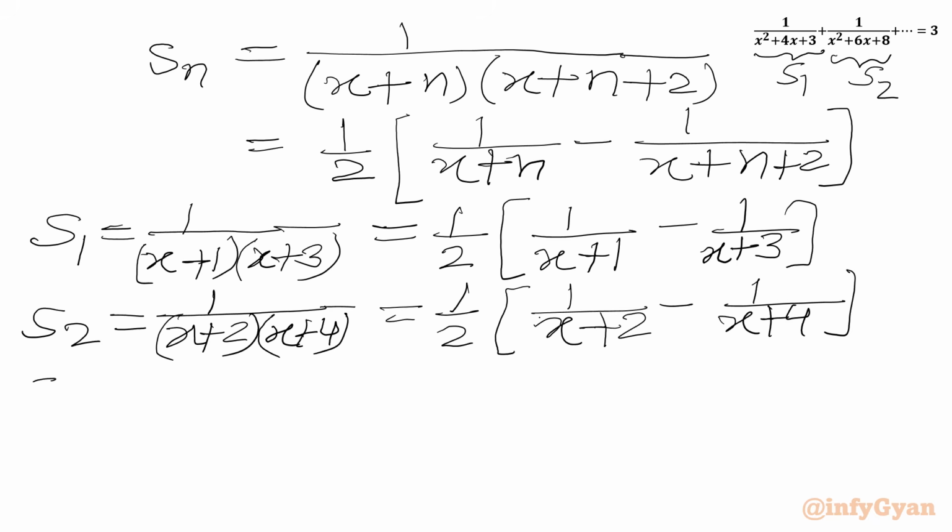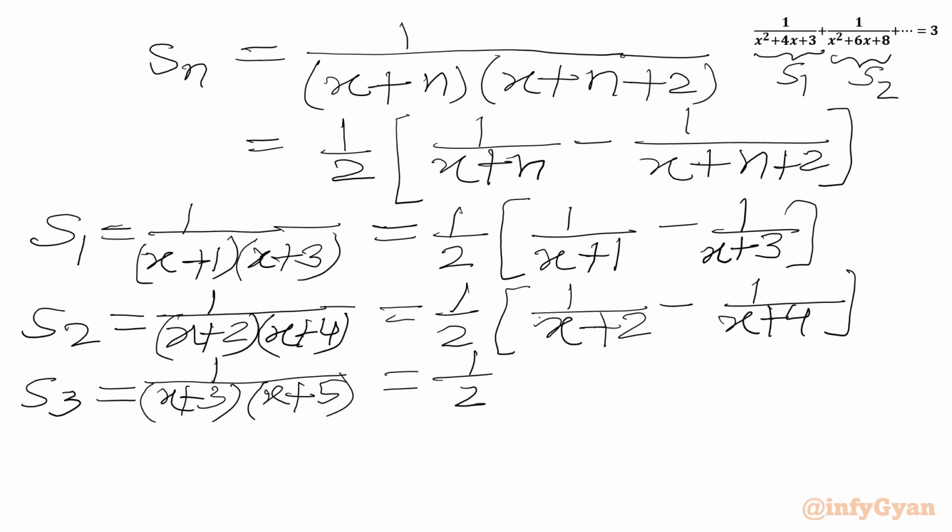If I write S3 also, then we can write S3 is equal to 1 over x plus 3 times x plus 5, which will be equal to 1 over 2, in the bracket, 1 over x plus 3 minus 1 over x plus 5.